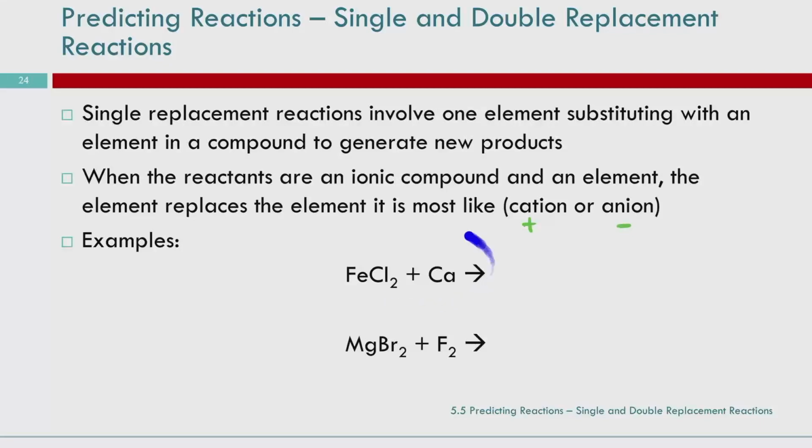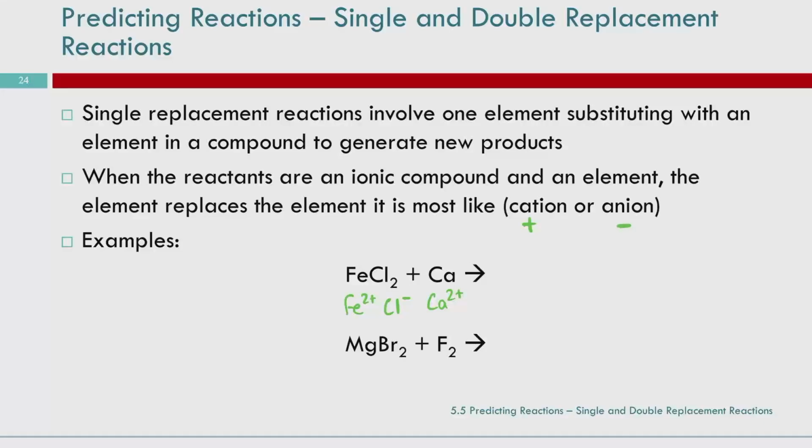So looking at this example, ferrous chloride reacting with calcium. What kind of thing is calcium when it's an ion? What charge does it form? Yeah, it forms a 2+. And our iron is going to form what charge? It's also going to be a 2+ charge. Our chlorine is going to form what charge? Yeah, it's going to be Cl-.